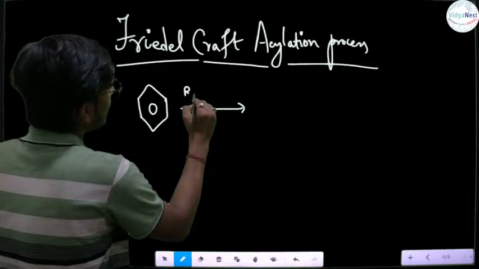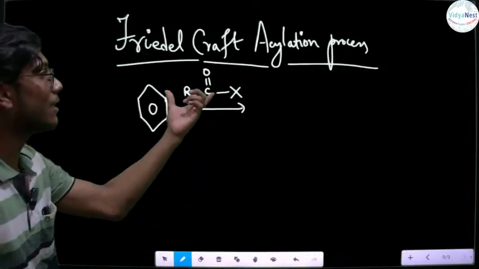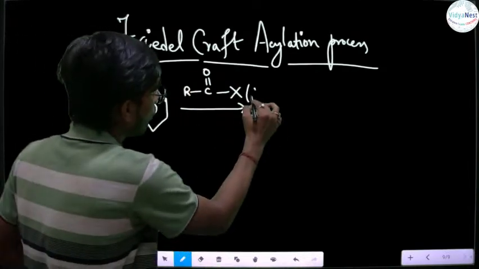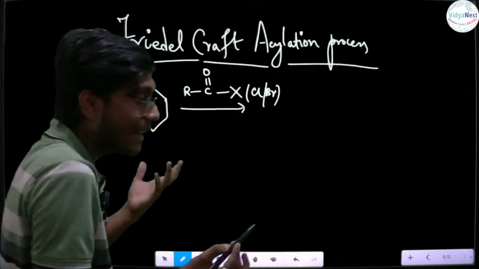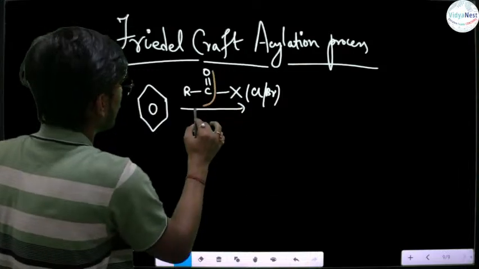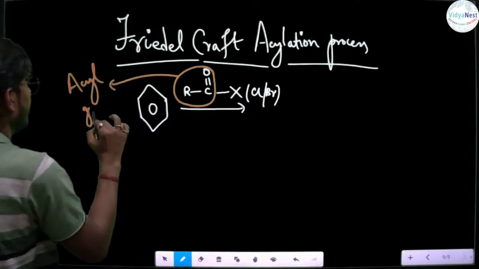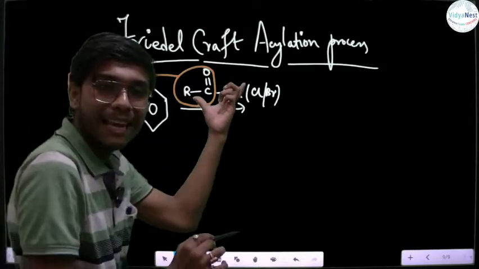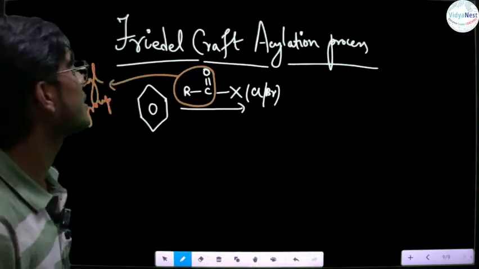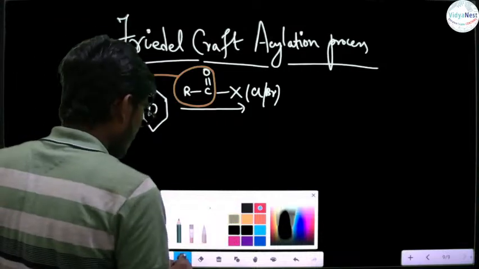If we have RCOX, this is our substrate. This is our acyl chloride, acyl halide. X is a halogen, it's chlorine or bromine. So this is called an acyl halide. Why acyl? This RCO group itself is called the acyl group. So that's why this becomes acyl halide, acyl chloride or acyl bromide. So that's why it comes under the acylation process. It's pretty much evident from the name as well that the acyl group will be connected to the benzene ring. So let's see what happens.